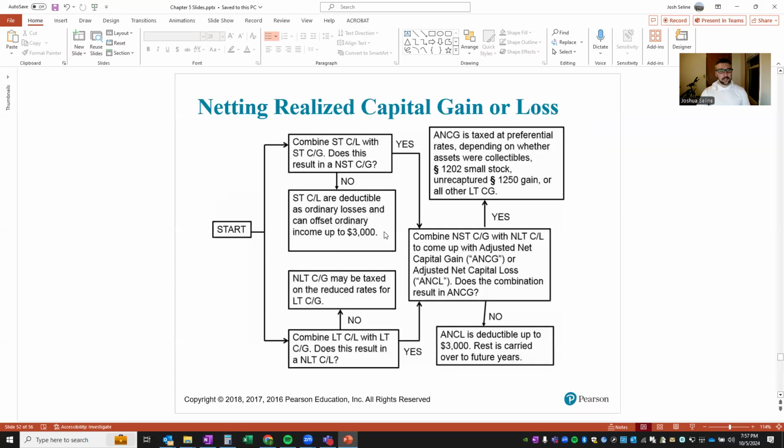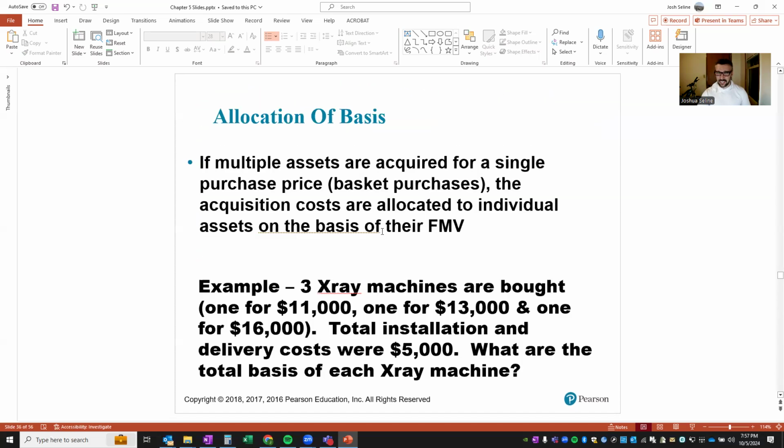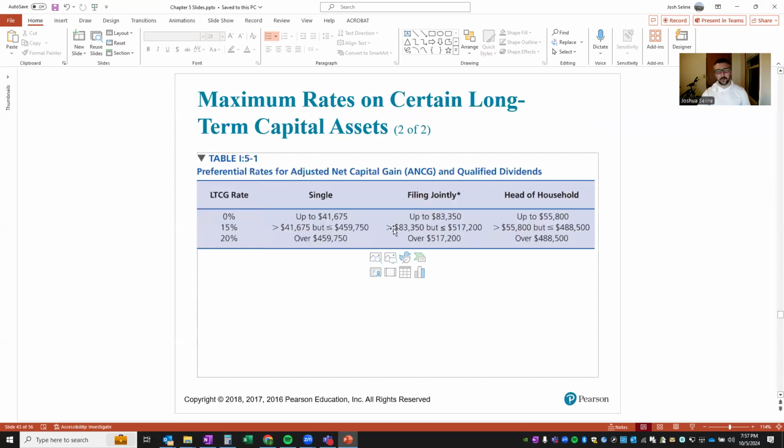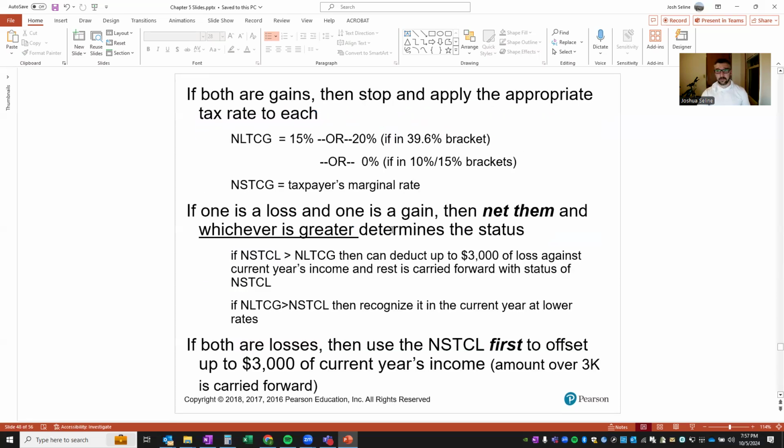So that makes up chapter 5. A lot of information here and a lot of rules depending on what's the order of events. Was I gifted this property? Did I inherit this property? What's the fair market value of this property? When it was donated to me, what is it now? Did I sell it? There's a lot of different rules.